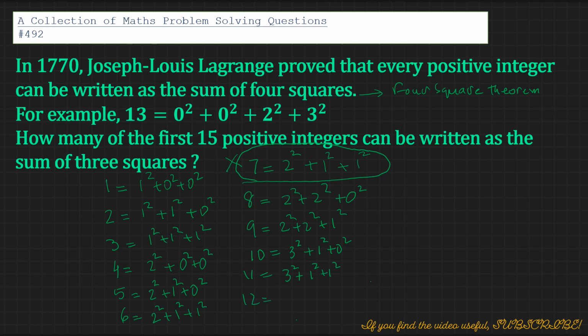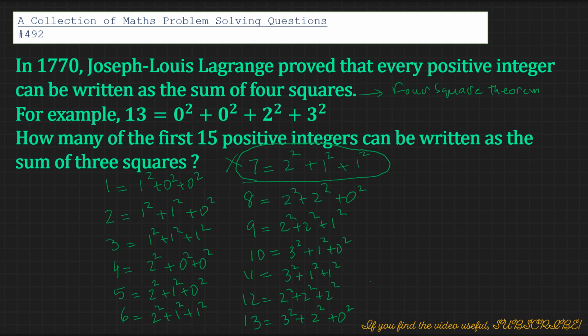12 is 9 plus 3, and also 8 plus 4 is 12. So 2 square plus 2 square plus 2 square, 4 plus 4, 8 plus 4, 12. Yep. And 13 would be 9 plus 4 plus 0. So 3 square is 9 plus 2 square is 4, 9 plus 4, that's 13, and then a 0 square. Yes, 9 plus 4 is 13.